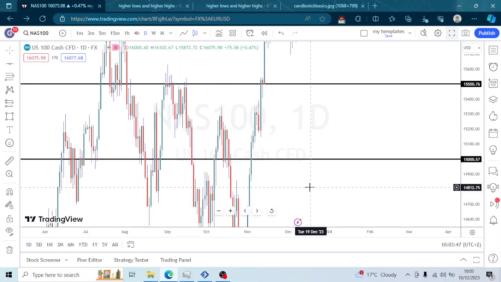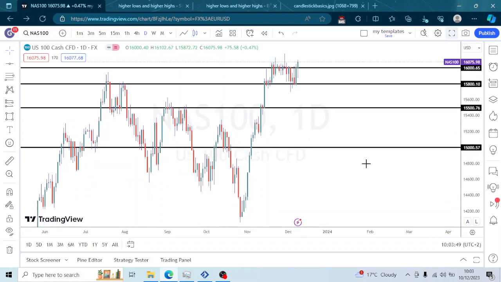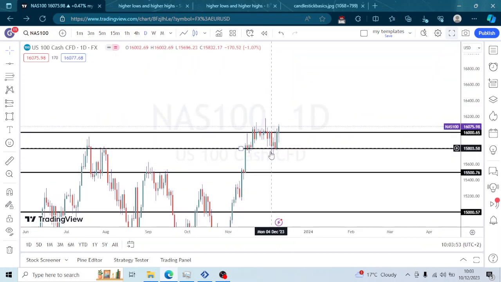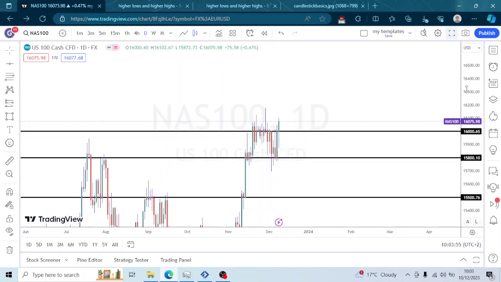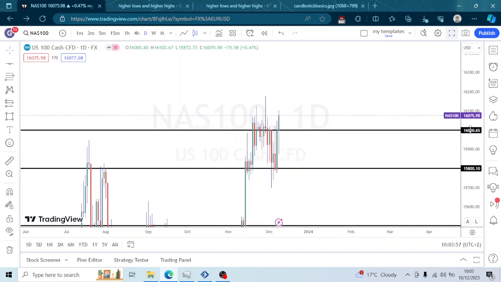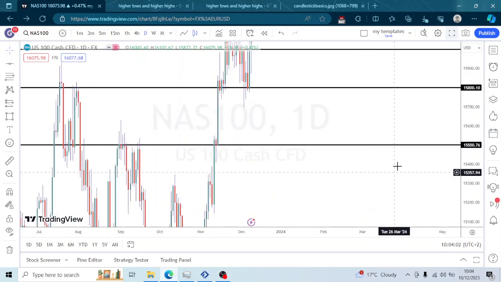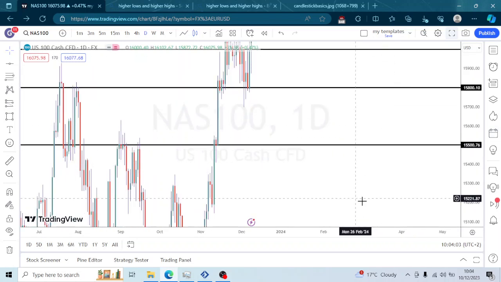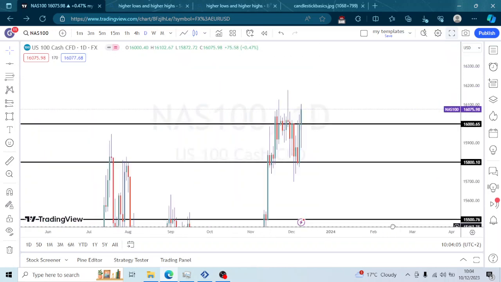That's another investor psychological level, right? Can you see these investor psychological levels? We are coming off of an investor psychological level right now. We closed above another key level. This is one of the big ones. You see the 16,000, 16,500, 15,500, 15,000, 14,500, 14,000. Those ones are the biggest ones.